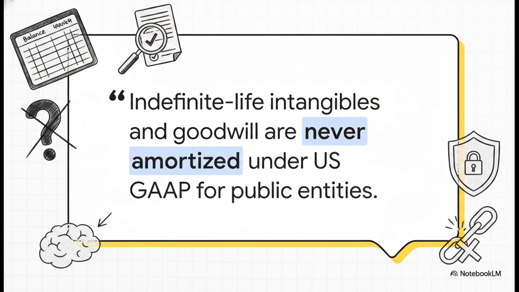A perfect example of this is the treatment of goodwill. Indefinite life intangibles and goodwill are never amortized under US GAAP for public entities. They're tested for impairment at least annually. If your team just copies and pastes prior year boilerplate text that incorrectly mentions the amortization of goodwill for a public entity, you are essentially handing the auditor a deficiency on a silver platter. The SSAP has to reflect your actual current practices, not just what a generic textbook company might do.